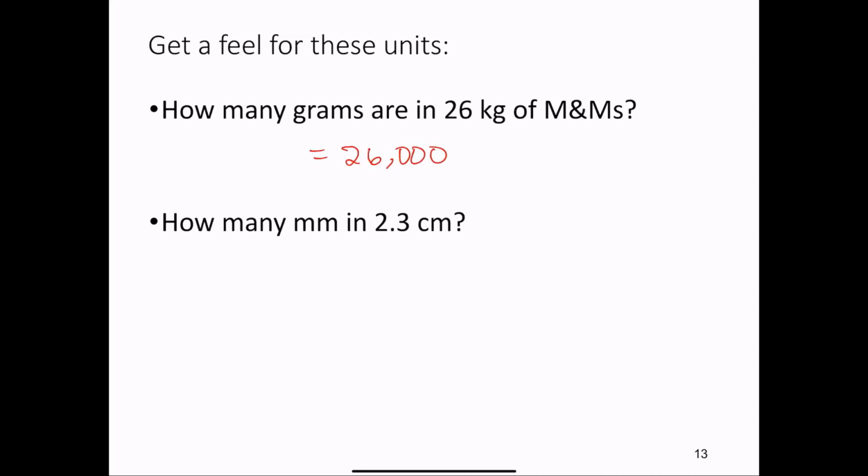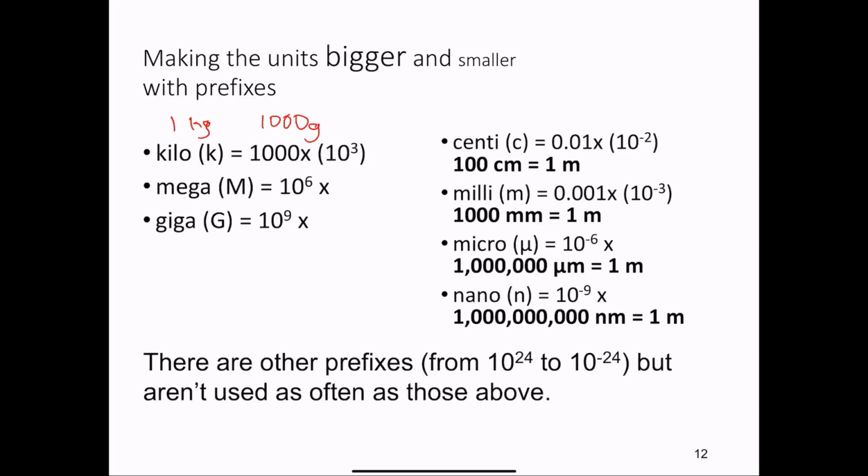Okay, so then what about how many millimeters are in 2.3 centimeters. This one's a little bit more tricky. Okay, so here's centi and here's milli. And so then we see that there's 100 centimeters for every 1 meter, and there's 1,000 millimeters for every 1 meter as well. So then clearly the centi is 10 times larger than a milli, but we're starting to get a little bit twisted.